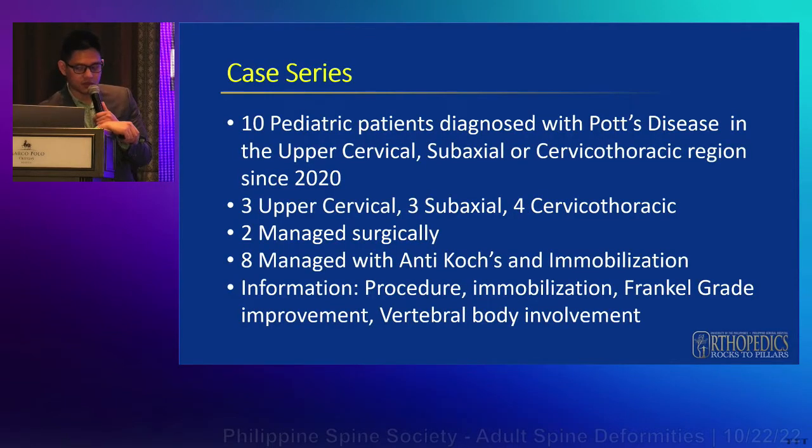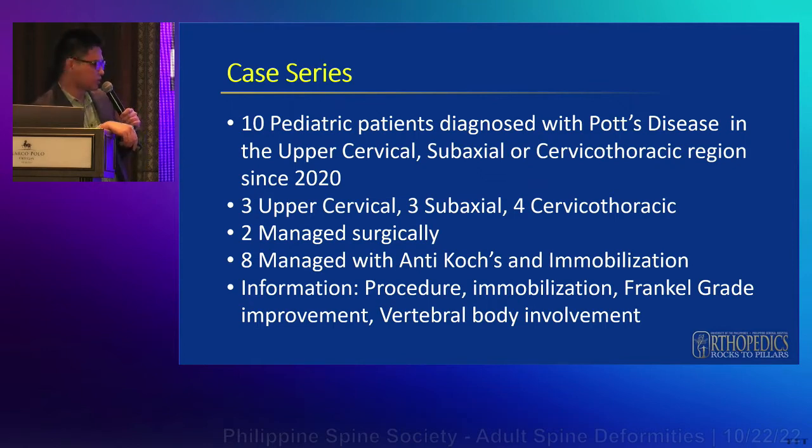But at the start of 2020, our institution actually noted an increase in the number of cervical and cervicothoracic Pott's patients. So as of this moment, we already have 10 cases diagnosed with Pott's disease in the upper cervical, subaxial, or cervicothoracic region. 2 were managed surgically. So 1 patient was a C1 vertebral body lesion of Pott's disease wherein an occipitocervical fusion was done. And another was a C6 vertebral body affectation of Pott's disease wherein instrumented fusion was done from C3 to C7.